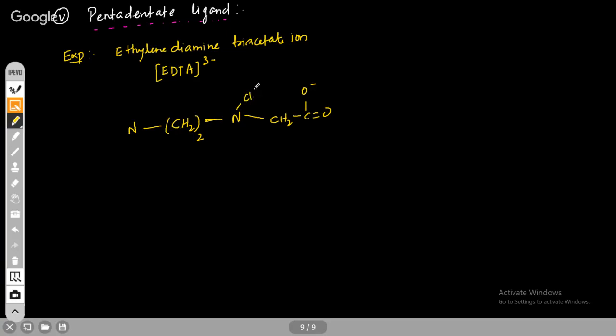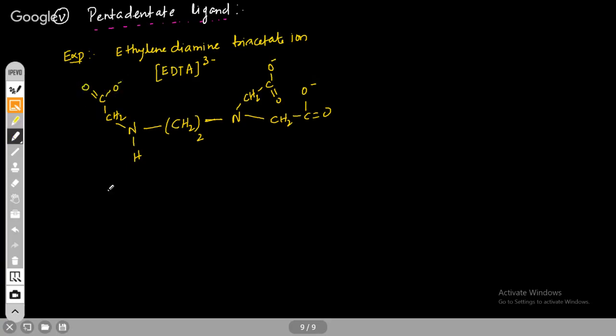Another one is CH2, C double bond O. I'll write on this side. Double bond O, O minus. Here we have one hydrogen because we have triacetate, two we have this side. So one we must have this side, which is CH2, C double bond O, O minus.